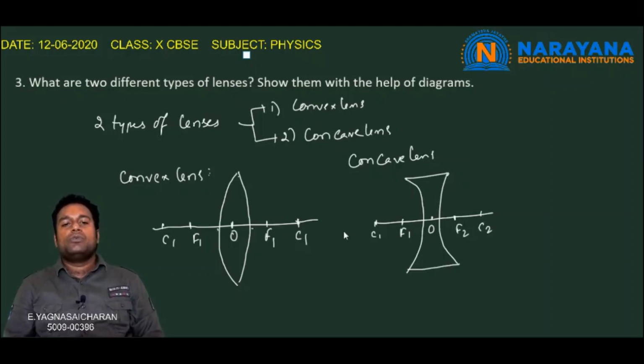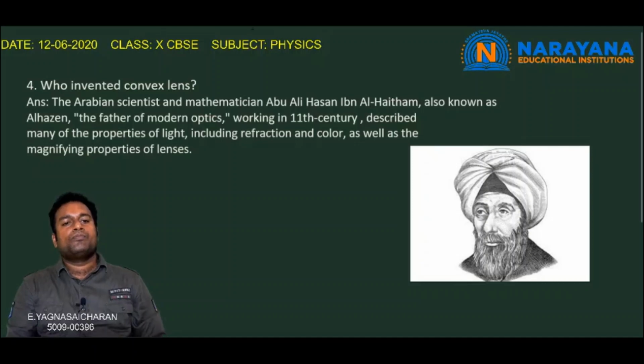So mainly we have two different kinds of lenses: convex lens and concave lens. The lens which is thick at the center and thin at the edges is called a convex lens. The lens which is thin at the center and thick at the edges is called a concave lens. Who invented the convex lens? The Arabian scientist and mathematician Abu Ali Hassan ibn al-Haytham, known as Al-Hasan, the father of modern optics, working in the 11th century, described many properties of light, including refraction and color, as well as the magnifying properties of lenses. He worked completely on optics and the working of lenses, and he invented the convex lens.